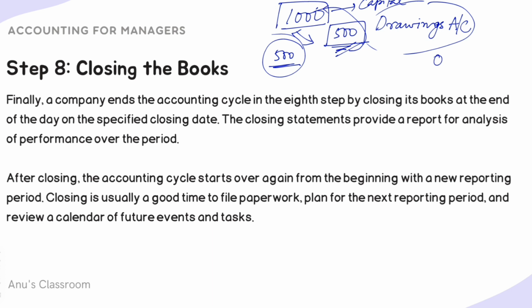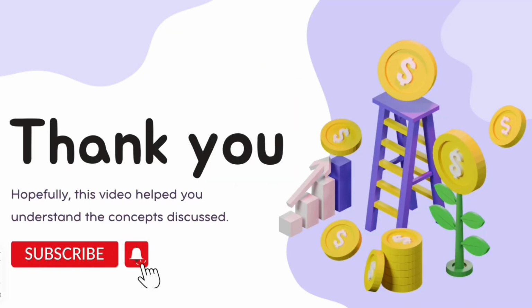Don't worry if this closing feels a little bit confusing. We have videos coming up, and I'll try my best to make it a bit clearer in case you did not understand. But of course, if you have doubts, let me know in the comments. So that is closing of the books. After closing, this accounting cycle will start over again from the beginning, that is identification of the transaction. From there, step 1 onwards, it will start again. So that is the 8 steps of the accounting cycle.